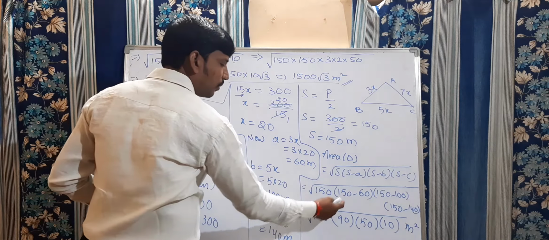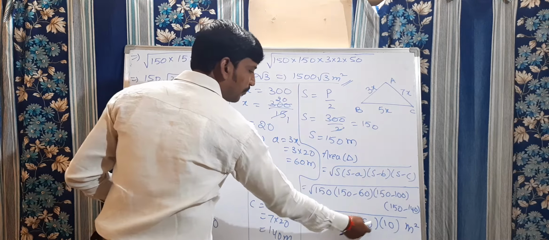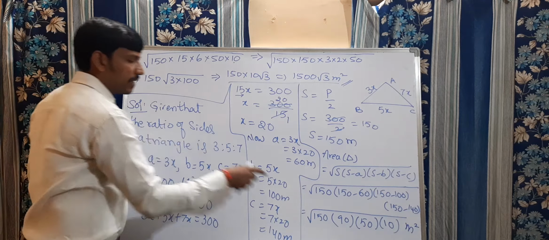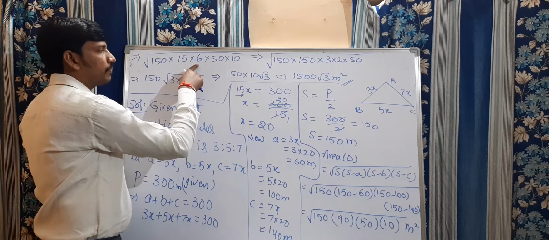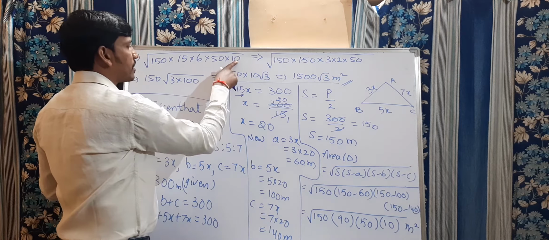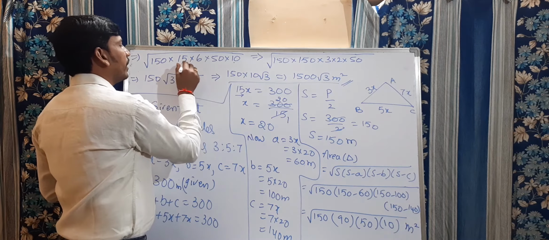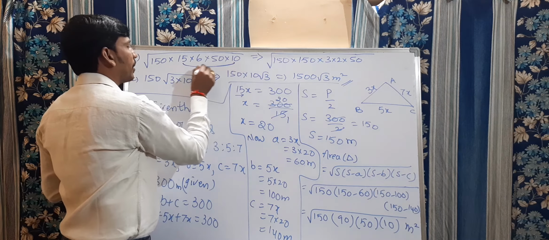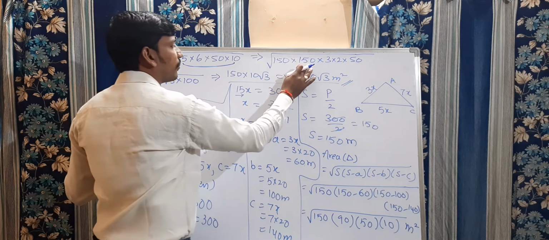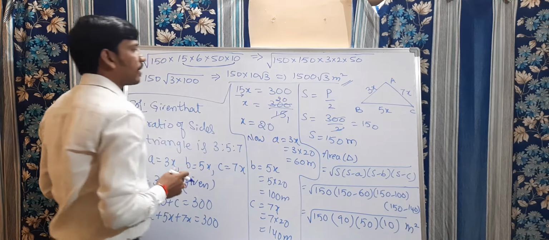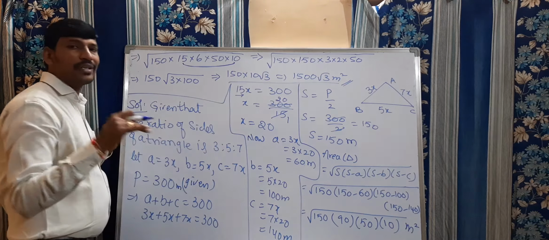Now 150 into 150 minus 60 is 90. That is 50. This is 10. Now split the terms. 150 into 90 can cross 15, 6 are 90, and 50 as is, 10 as it is. Now 150 as it is, 15, this 15 into this 15 and 10 I am going to multiply. 15 into 10 is equal to 150. 6 can be as 3 into 2 and 50 as it is. Now 150 into 150, 150 square.